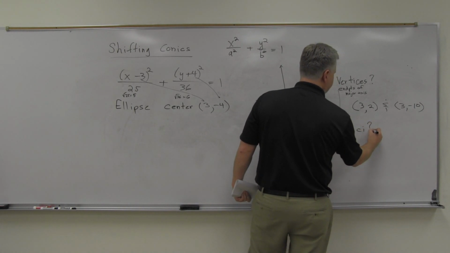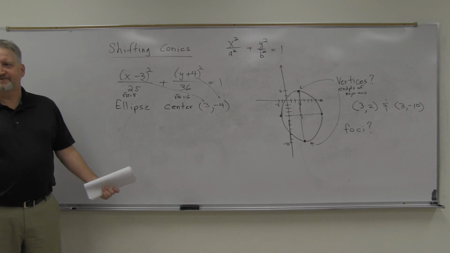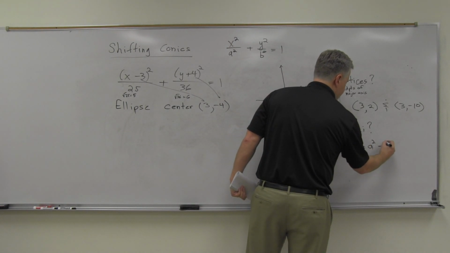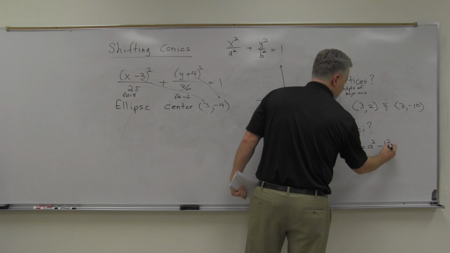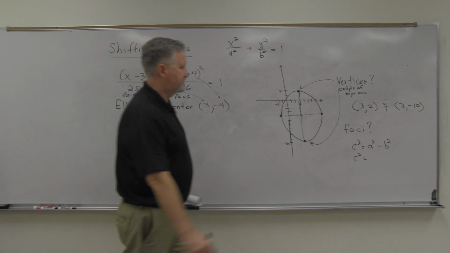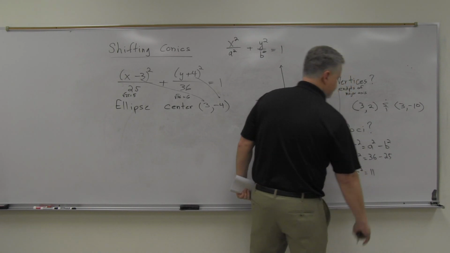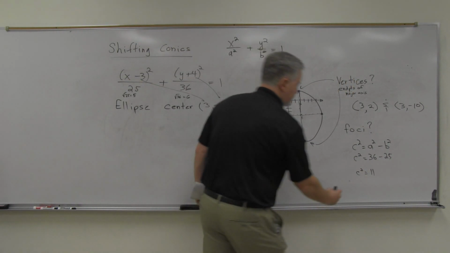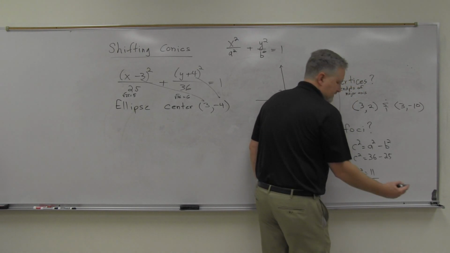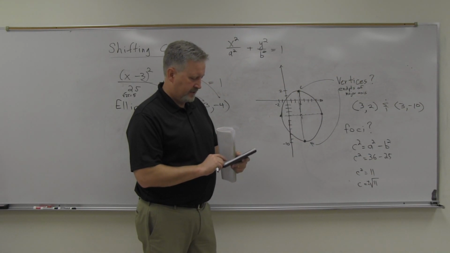The foci, yeah. And that's where I erased it, but use that formula: c squared equals a squared minus b squared. The only catch is the a squared needs to be the bigger one, of course. So this would be the a squared, this would be the b squared, 36 minus 25. So c squared equals 11. So c would be the square root of 11, plus or minus.